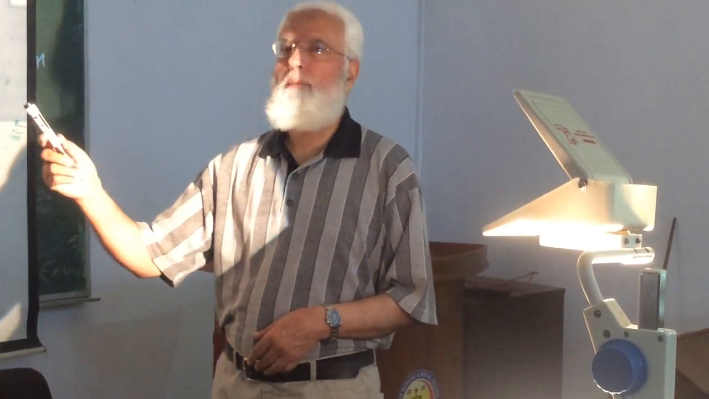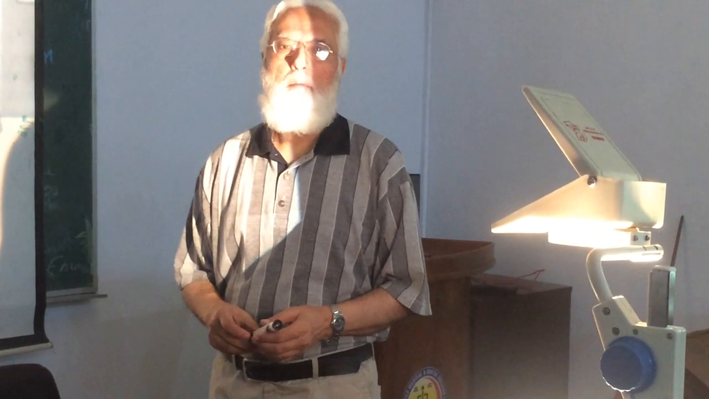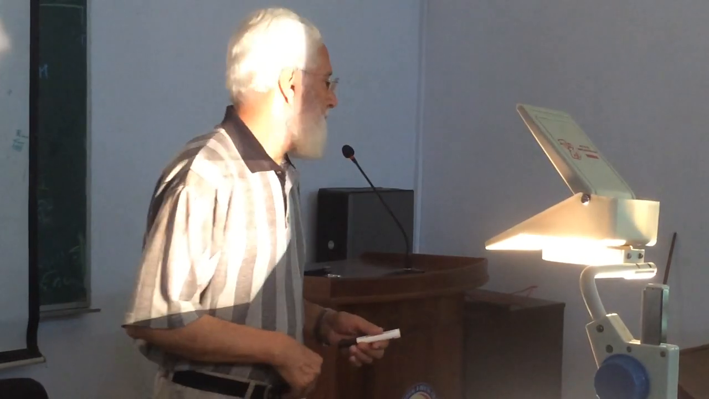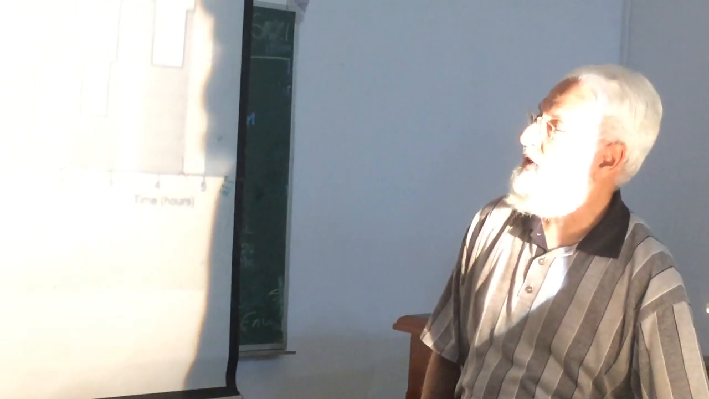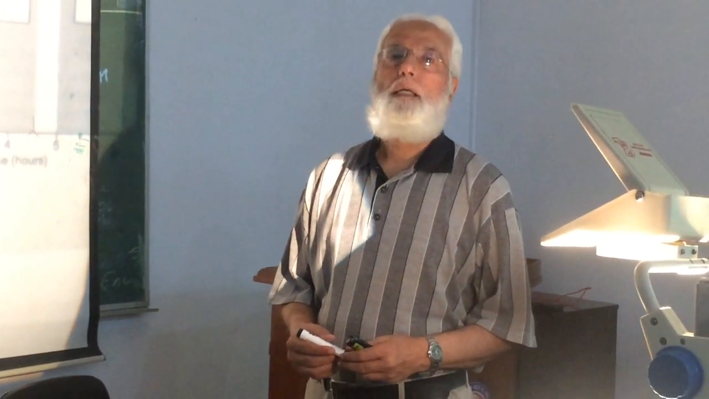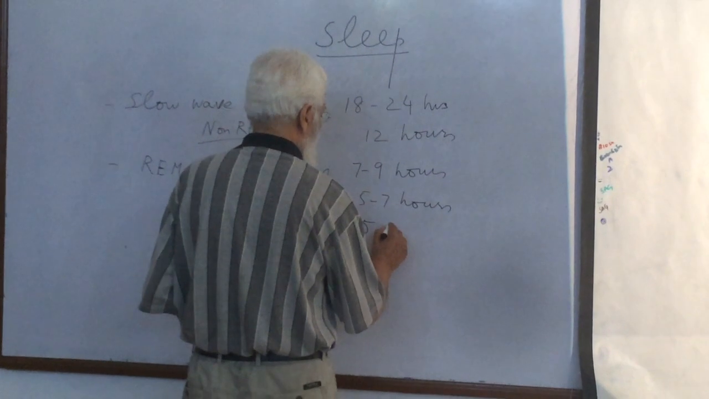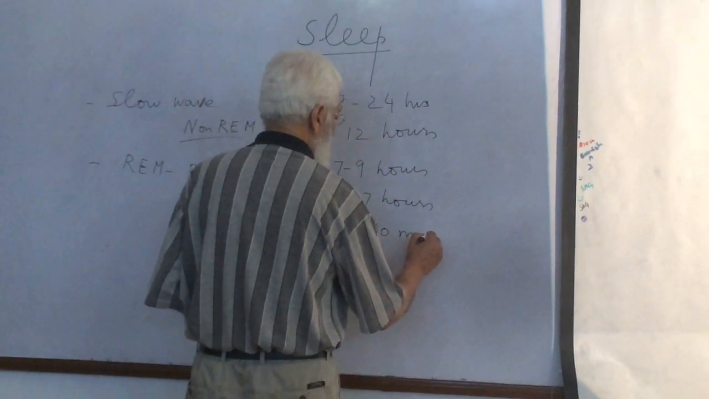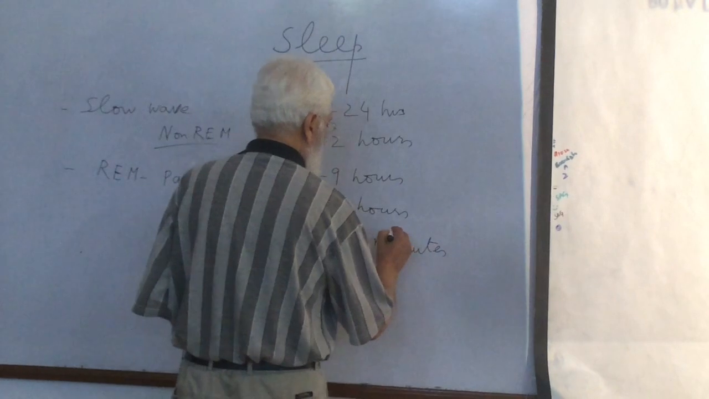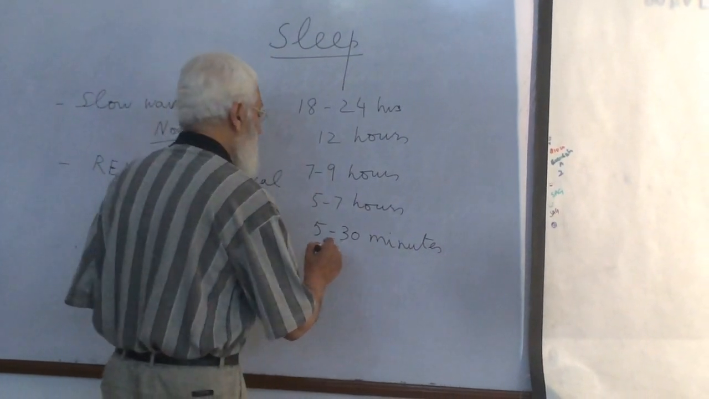The second type of sleep is REM sleep or rapid eye movement sleep, also called paradoxical sleep. This sleep occurs in episodes, each lasting for 5 to 30 minutes and repeated every 90 minutes.